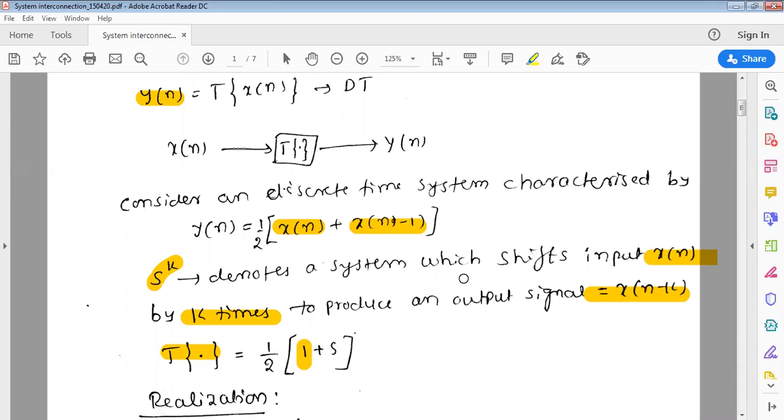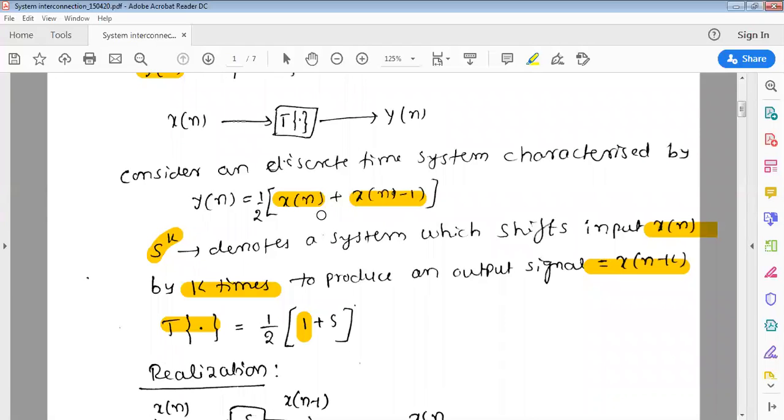Now I'll define an operator S power k, which will denote x of n shifting by k time units. For example, assume k is positive. If you write S power 1 and apply it to x of n, it will become x of n minus 1. If you make k equal to 3, then x of n becomes x of n minus 3. If k is minus 1, it will shift x of n backwards, that is x of n plus 1, x of n plus 3, and so on.